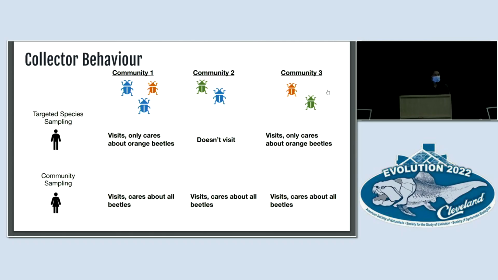Another thing we have to think about is collector behavior. Imagine we have a community of a bunch of different types of beetles, and we have two types of collectors. One likes to target individual species. This particular person only cares about orange beetles, only visits sites that have orange beetles, and doesn't even visit the second community. But we also have community-type samplers. They visit every single place that has a beetle, and they collect every single type of beetle that they observe.